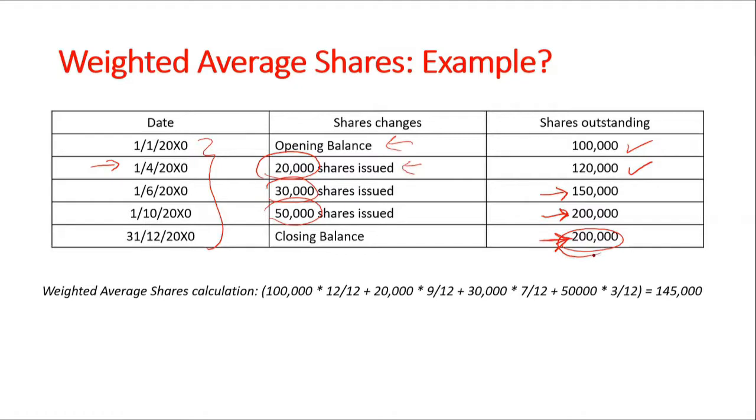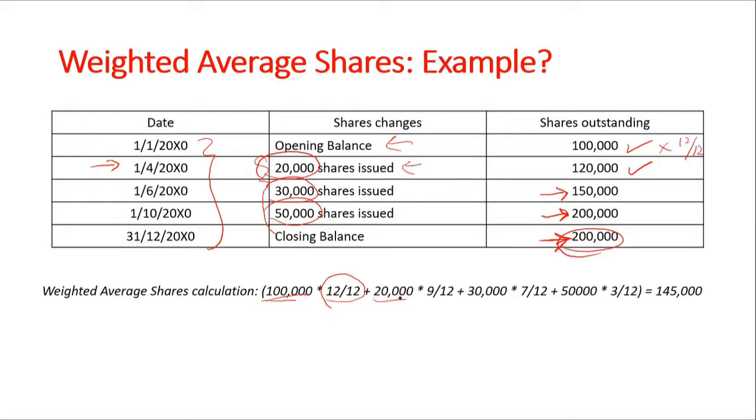weighted average shares. So we basically factor in the time of these newly issued shares. So let's look into how we can do that. So 100,000 shares were outstanding for the whole year, 12 out of 12 months, right? That's the time factor. So these 100,000 shares were outstanding for 12 out of 12 months.